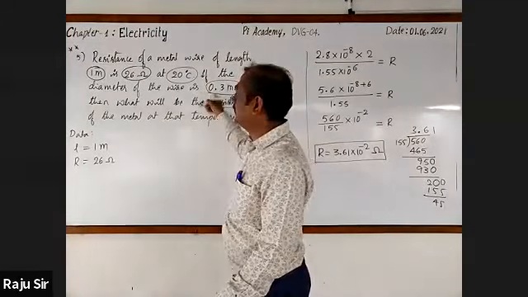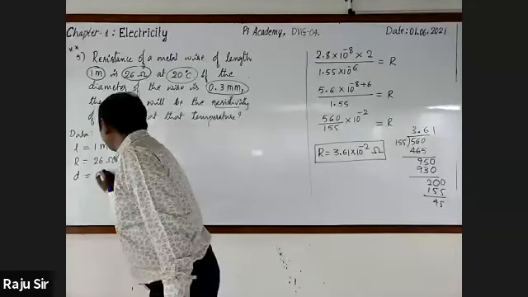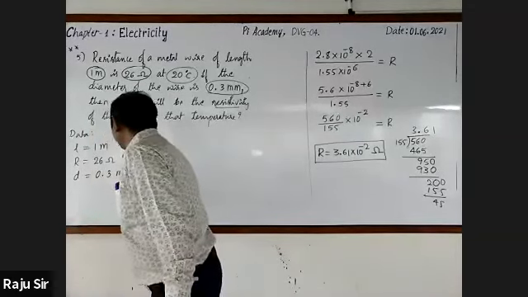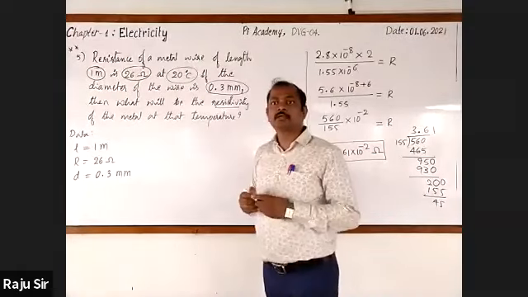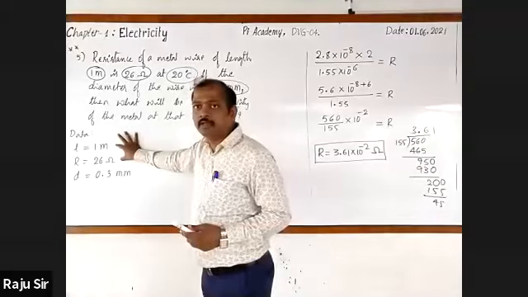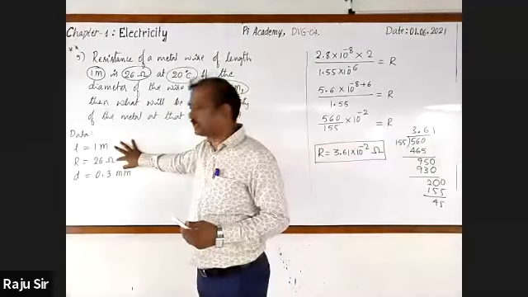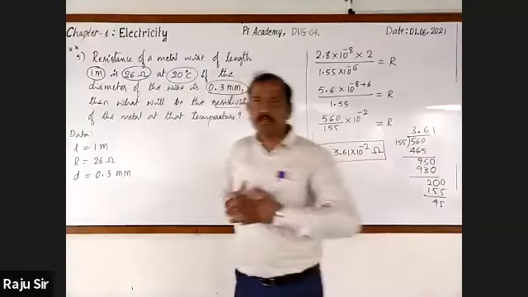Next, diameter is given. Diameter is 0.3 millimeter. Dear students, please observe. The first two terms are in SI unit. Length is in SI unit, resistance is in SI unit. Whether diameter is in SI unit?